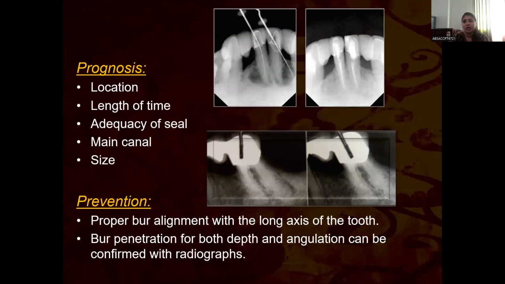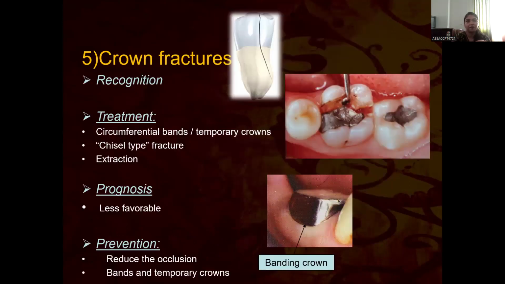Prognosis depends upon the location of the tooth, length of the tunnel, adequacy of the seal, and whether it is a main canal or a narrow canal's size. So how do you prevent it? Proper bur alignment with the long axis of the tooth. You should align the bur with the long axis of the tooth. Bur penetration, both the depth and angulation, can be confirmed with a radiograph. So if you are having any doubt, make sure you take a radiograph and confirm it.